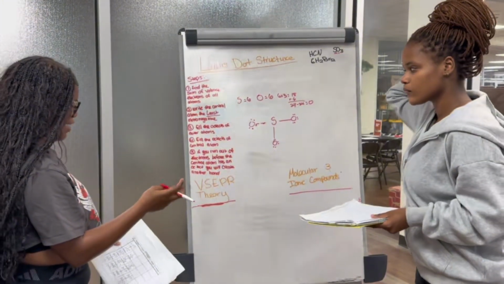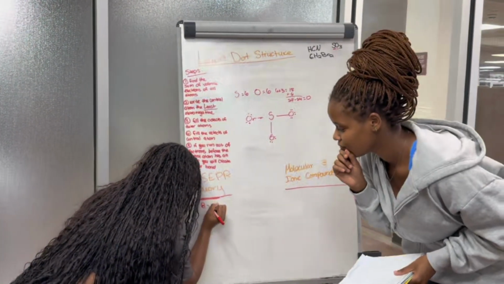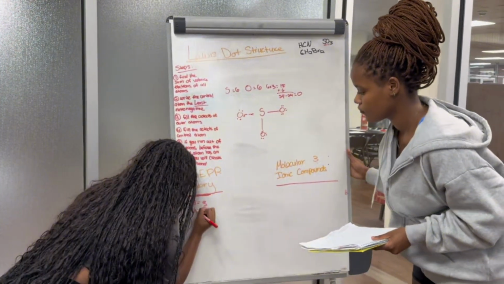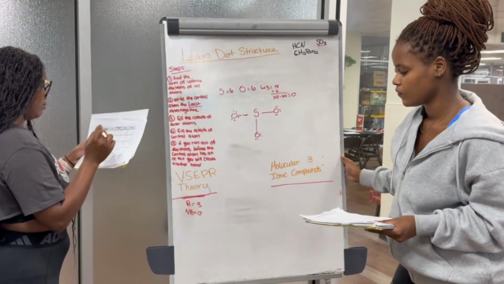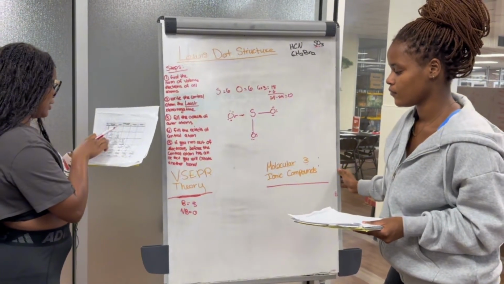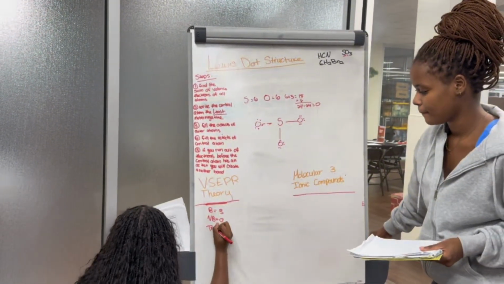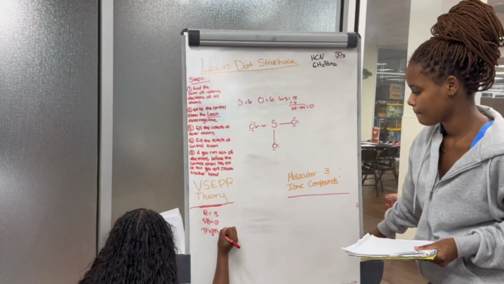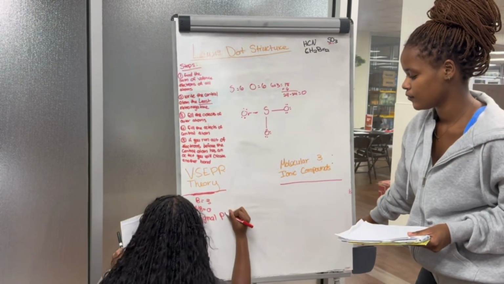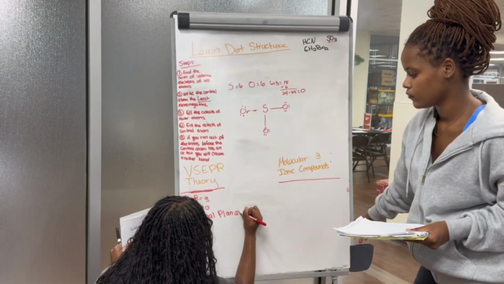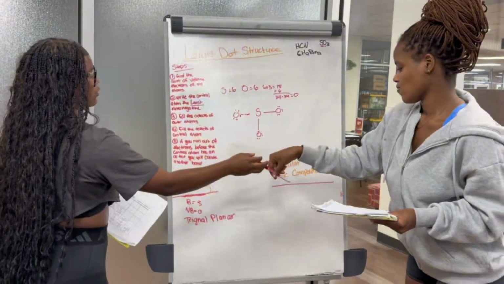So now we have 3 bonded and we have 0 non-bonded. And we would look at our paper, and this is planar. This is our VSEPR theory for sulfur trioxide.